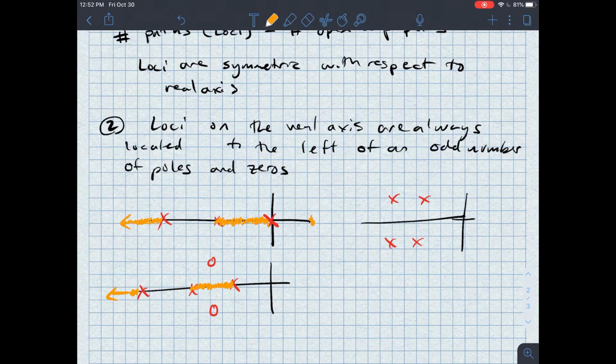On this last example, there are two poles that are in complex conjugate. Don't look at my lines, they're not very good. But let's imagine they're in complex conjugate pairs. That means I've got two poles, so there's not an odd number. So I keep looking, moving my way left. I see that there are again two poles in complex conjugate pair. So there is no real axis path.